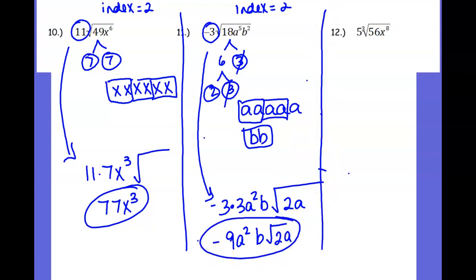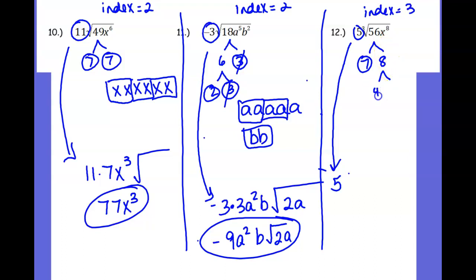All right, and now our final one. Okay, we're not going to forget about the 5. We're going to bring it down. All right, our index is 3 here. So I'm going to do 7 times 8. Okay, I've got 4 times 2. Okay, so now I'm looking for my triples. So I've got 1, 2, 3 triple 2s. What's going to go on the inside would be the 7.